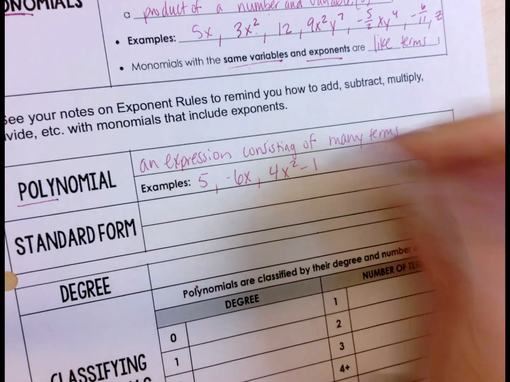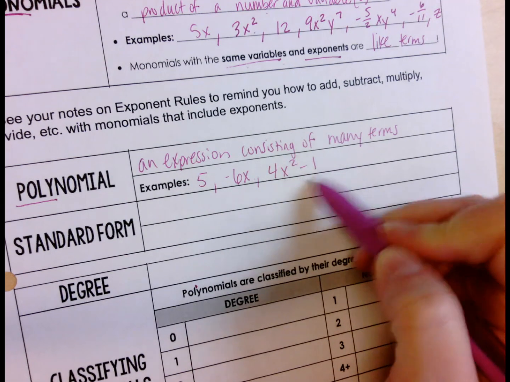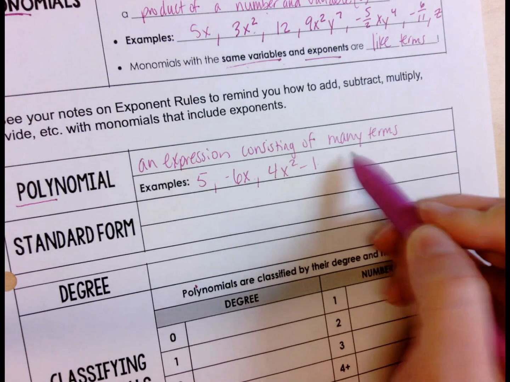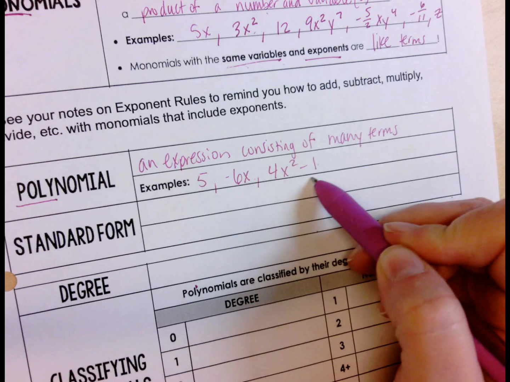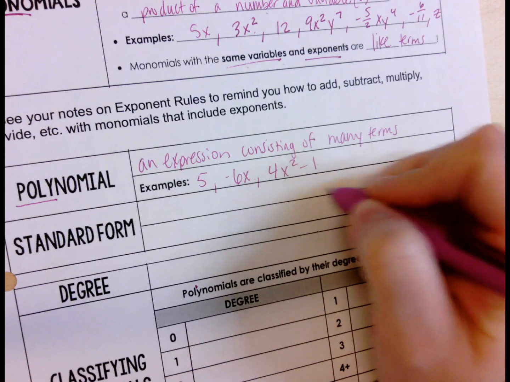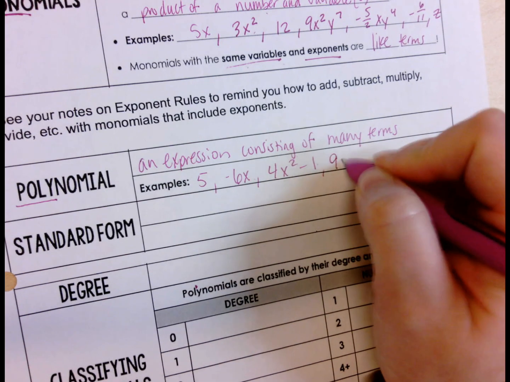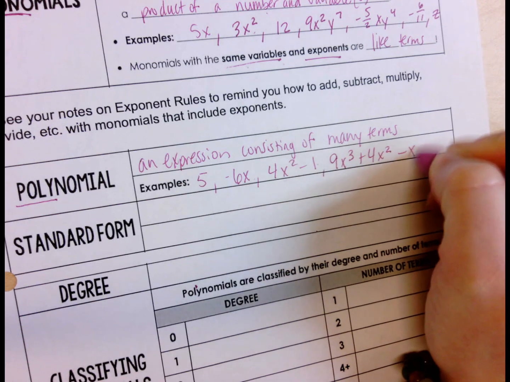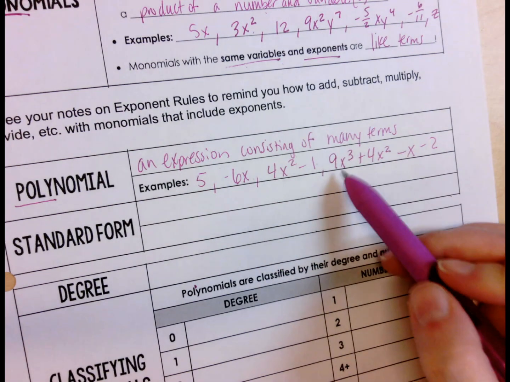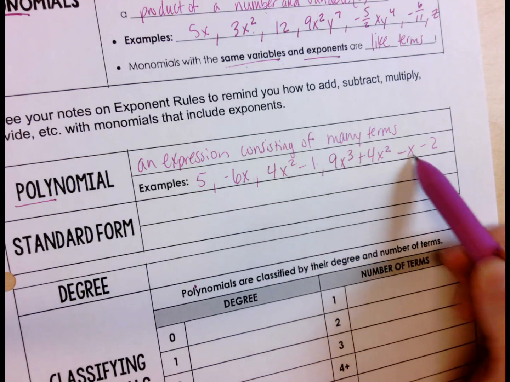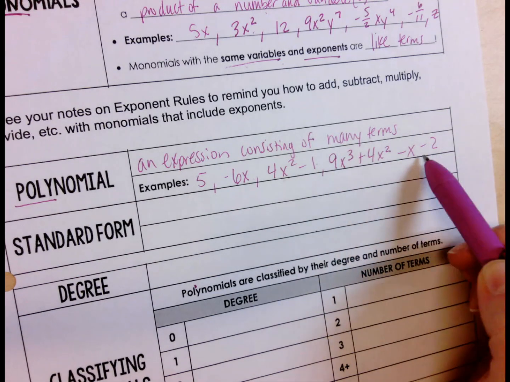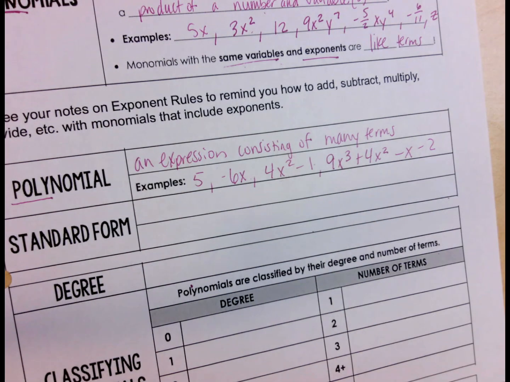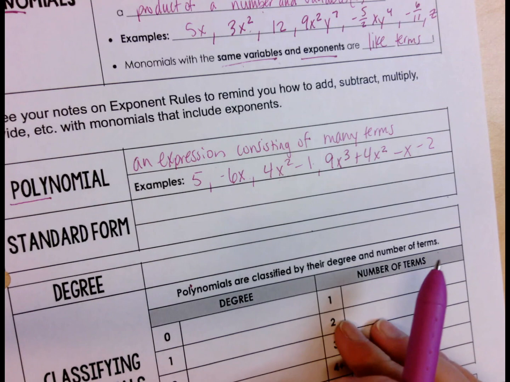And then 4x squared minus 1. 4x squared is a term, 1 is a term, and we're subtracting them. So that makes this an expression of many terms. So this is a polynomial. It's a great example of a polynomial. And here's one with lots of terms. 9x cubed plus 4x squared minus x minus 2. It's got 4 terms. 9x cubed, 4x squared, x, and 2, all being added and subtracted together. That's one expression, but it's a polynomial because it all goes together.